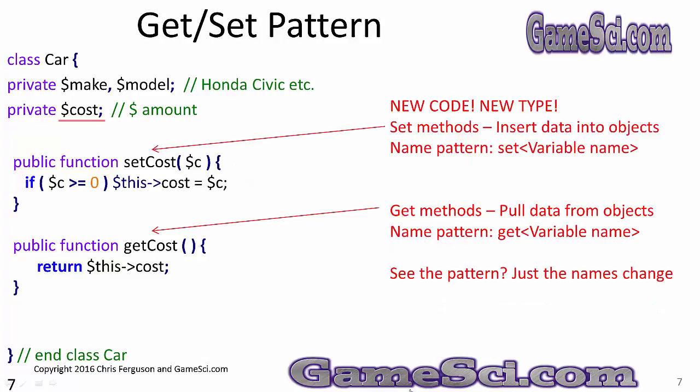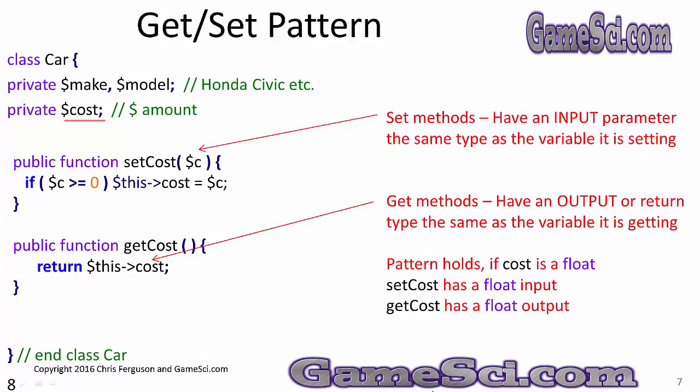Once again, I'm swapping in new code and a new type this time. Cost. Cost is a number. Cost is a numeric value, whereas make and model were strings. Set methods insert data into objects. Following the pattern, we should call this setCost because we're setting the cost variable. Get methods pull data from objects. Following the pattern, we're going to call this getCost. Are you seeing the pattern? All we're doing is changing the names.